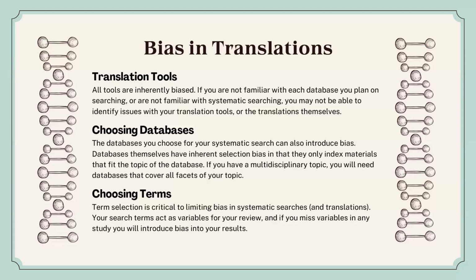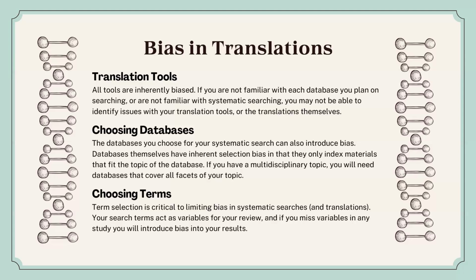Choosing your databases for systematic searching can also introduce bias. Databases themselves have an inherent selection bias. Like I said, CINAHL is a nursing database. Web of Science is a really large database that is searching several indices. So if you're just searching Web of Science, you're searching some arts and humanities content, you're searching emerging resources, you're searching conference abstracts and dissertations. So that can insert bias if you're not considering what you're searching. If you have a multidisciplinary topic, you also need to search more databases to make sure you're covering the topic. If you don't choose the right databases, you can insert bias into your search.